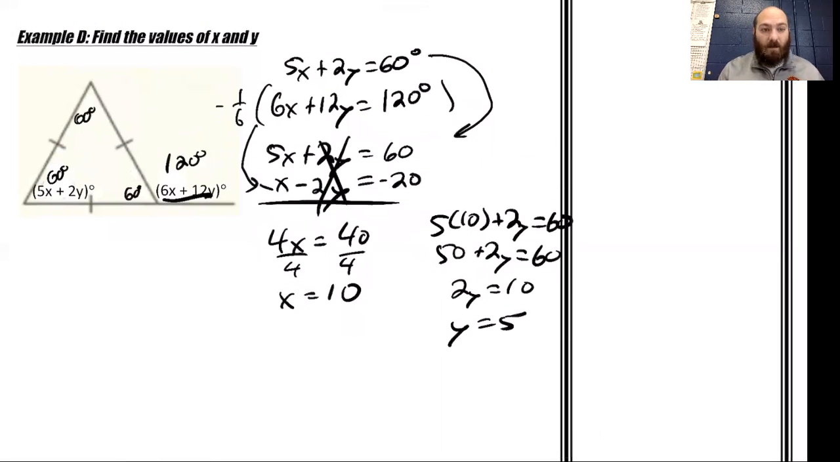That's it. Isosceles, equilateral. Okay, isosceles got their special properties. Equilateral has its own special properties as well. And that is it for 6.1 day 2.